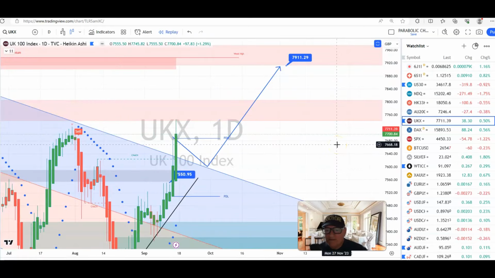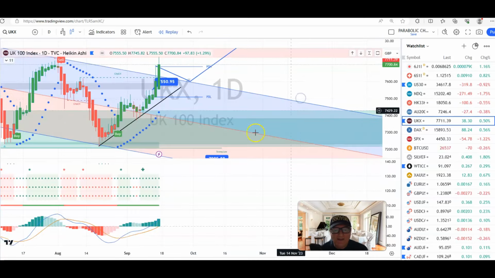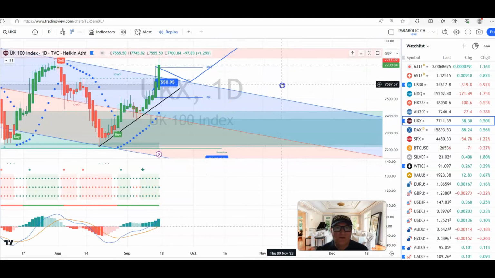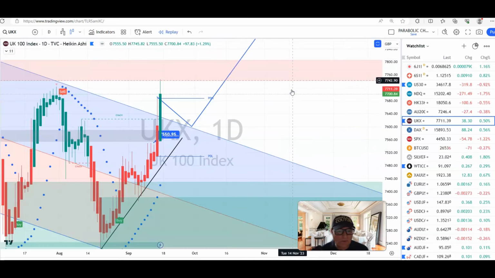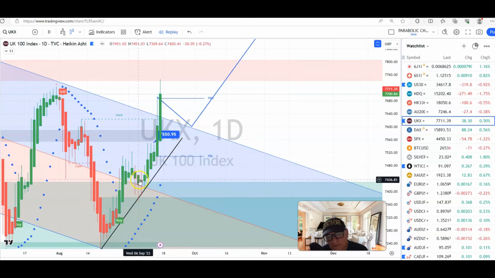So, is the FTSE parabolic? Yes, it is. All the buys are in. So you could have bought this. What could you have done? You could have bought this here, you could have bought this here, you could have bought this here.